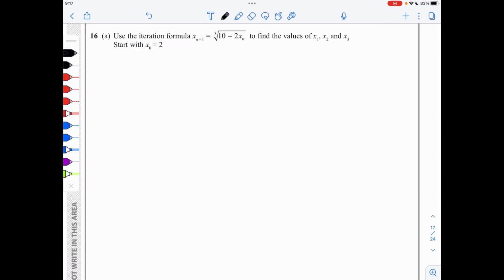In 16, we need to use the iteration formula given here to find the values of x1, x2, and x3 if we start at x0 is 2. So x1 is the third root of 10 minus 2x0, which is 10 minus 2 times 2, the third root of this, which gives an answer of 1.817. I could continue in this fashion. I get x2 to be 1.853 and x3 to be 1.846.